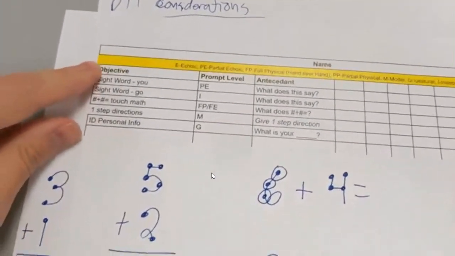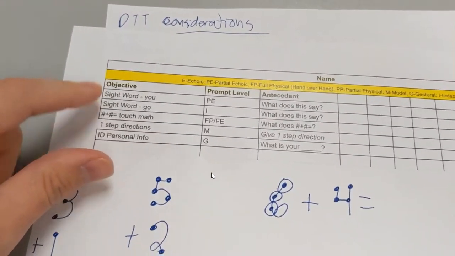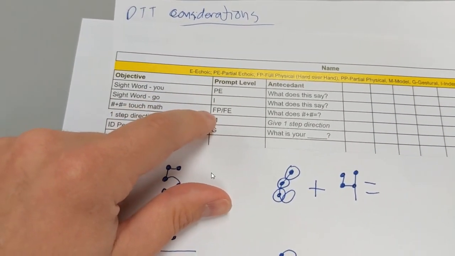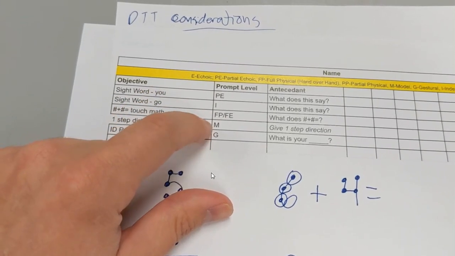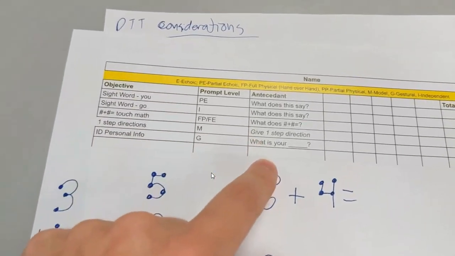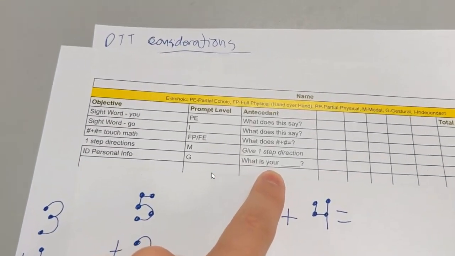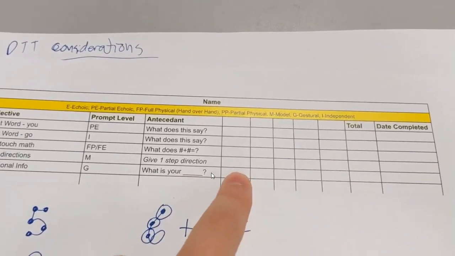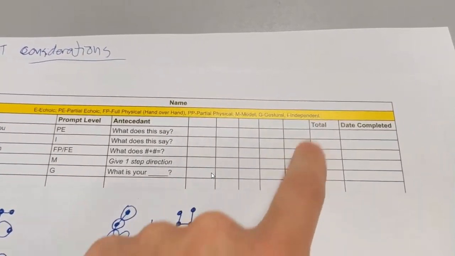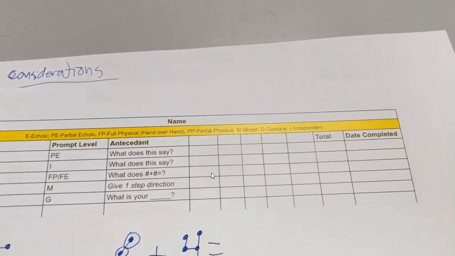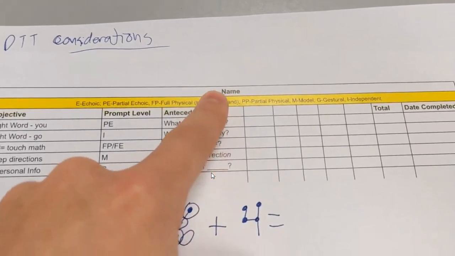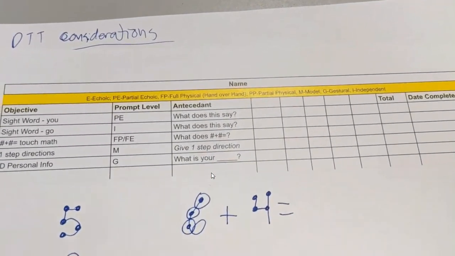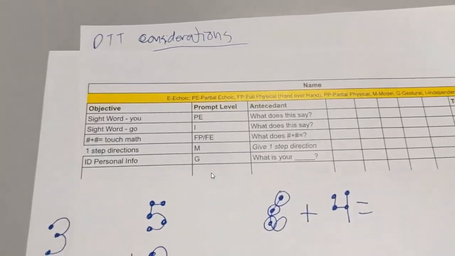I've got our objectives from the IEP goals. We have different prompt levels. So we have some partial echoic, independent, full physical and full echoic, some model prompting and some gestural prompting, and the antecedent is the instruction I'll deliver right before we're looking for that behavior. We have a place to take data, and then at the end we'll add our total and the date we finished. It's also good to have your student's name at the top of the data sheet, and at the end we'll go over some considerations.